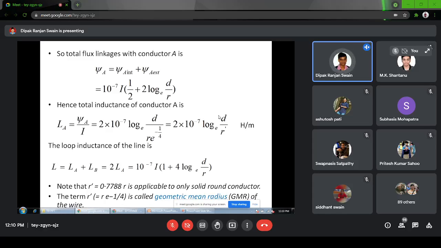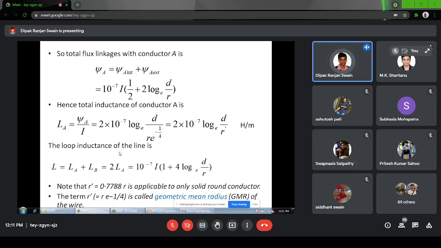By doing that, we remove this constant. The value of r dash, or e to the power minus 1 by 4, depends on the size of the conductor. But for a solid cylindrical conductor, if you calculate e to the power minus 1 by 4, you will see that it is 0.7788, so it is a constant. If your conductor is cylindrical and solid, the value is always fixed: r dash will be 0.7788 times the radius of the conductor.